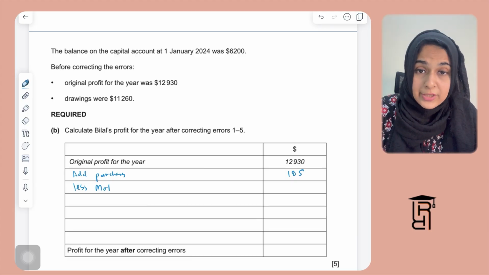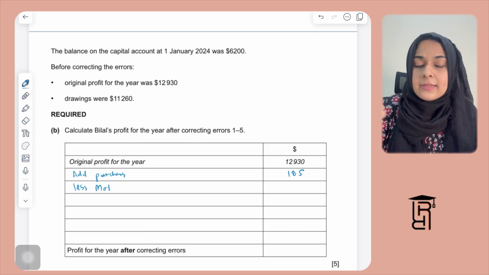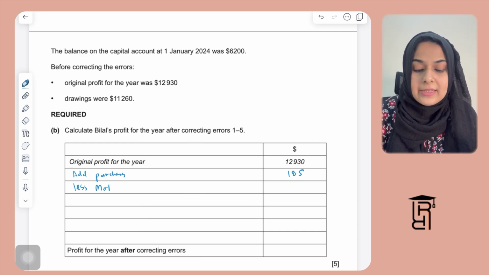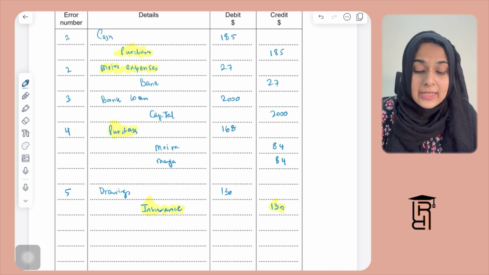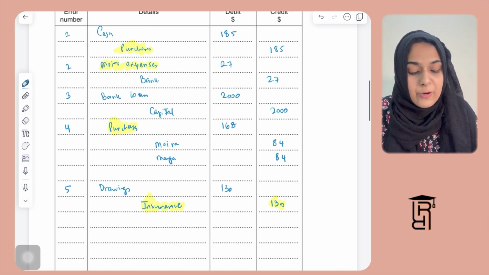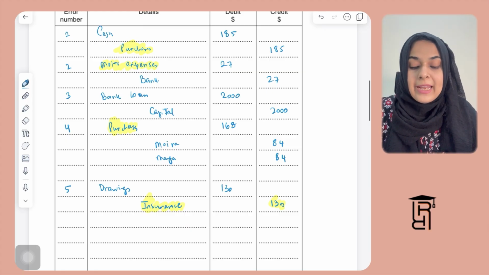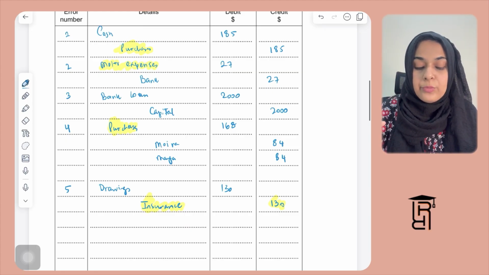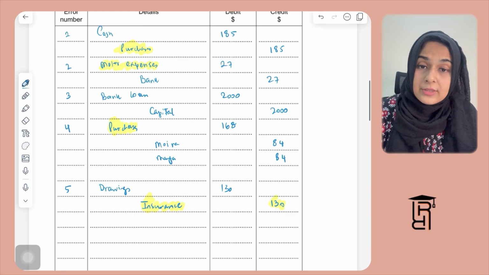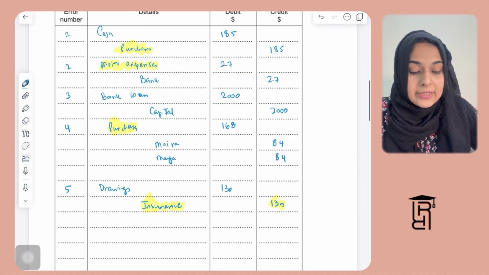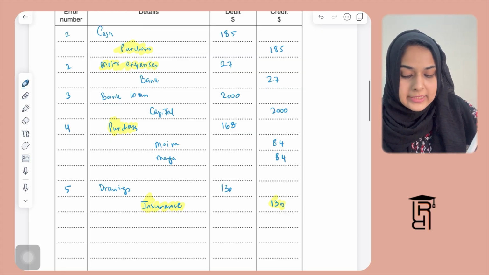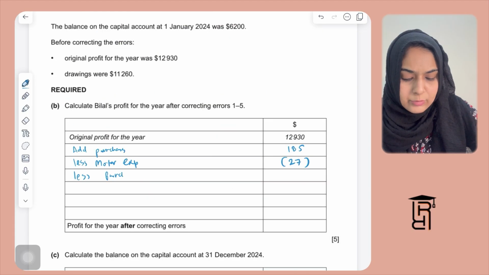Purchases basically increases on the debit side, decreases on the credit side. So if I'm debiting purchases, I'm increasing purchases, which will increase my cost of sales, and this will reduce my profit. So when I'm debiting purchases, this is going to increase my cost of sales and decrease my profit. So I'm going to write here less purchases. So I will write here less purchases 168.